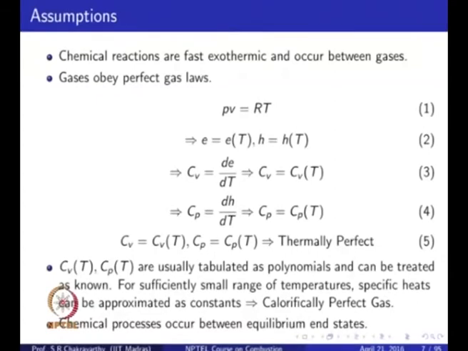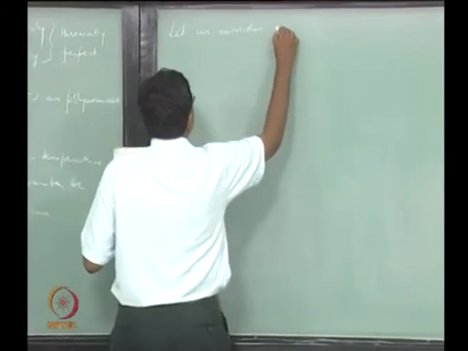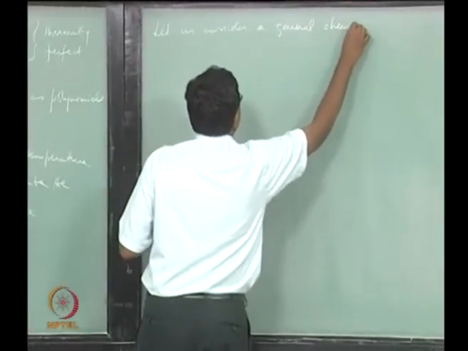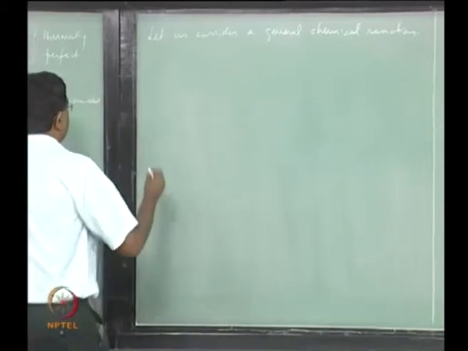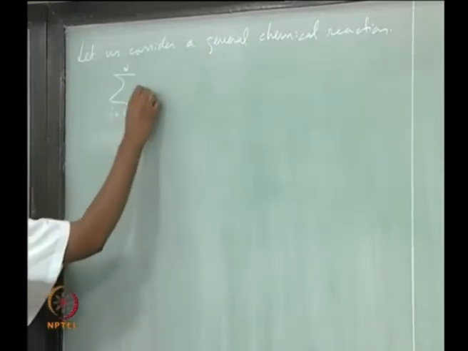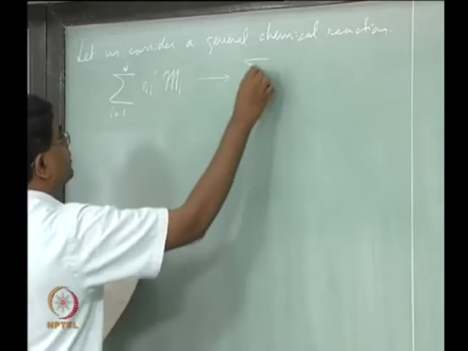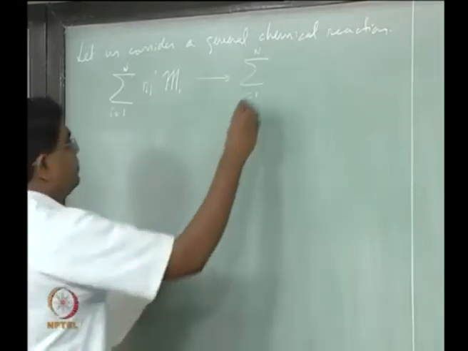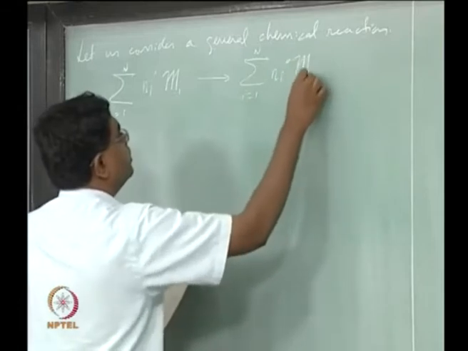Now, this is like a prologue, if you will, but the prologue is going to continue with some more. Let us now consider a general chemical reaction, and this chemical reaction that we consider would be of the form: sum over i equals 1 to n of ν_i' M_i gives sum over i equals 1 to n of ν_i'' M_i.